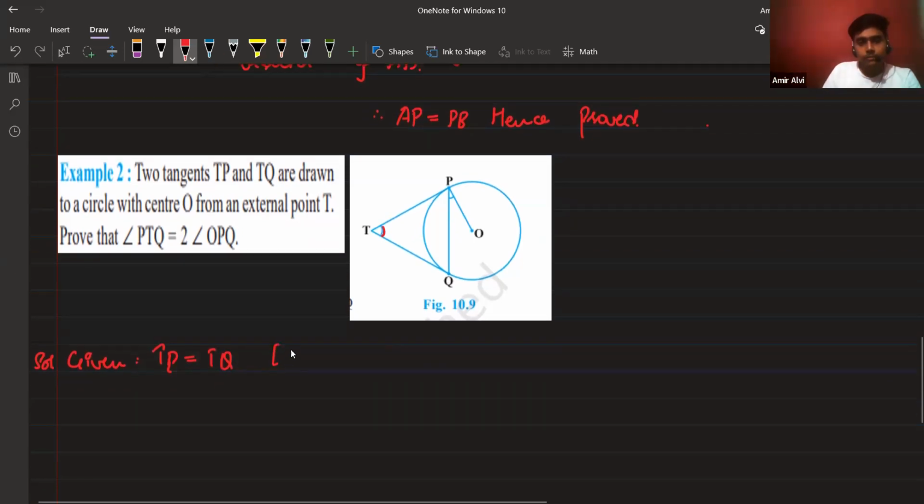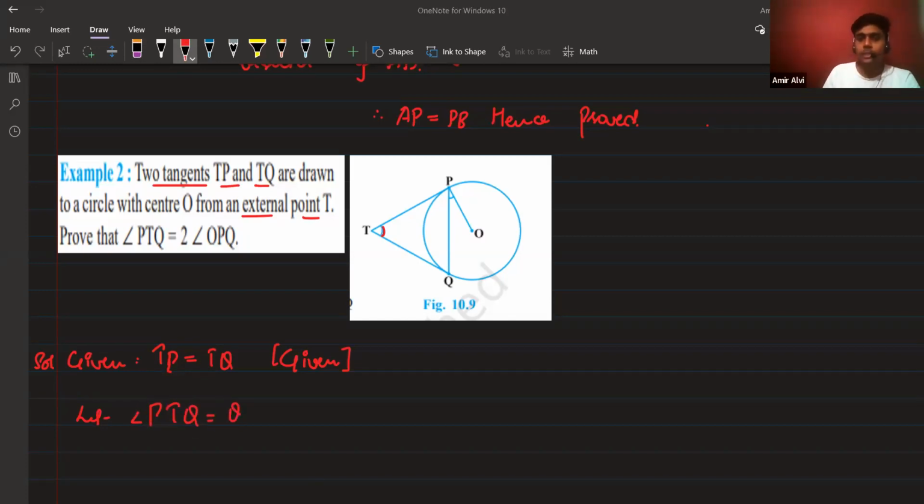So it's given. Clear? An external point T is already given. Two tangents, TP and TQ, are drawn from the external point T. Clear? So let's assume angle PTQ as theta, because naming the angle is difficult. So PTQ equals theta. I'm assuming this angle as theta.